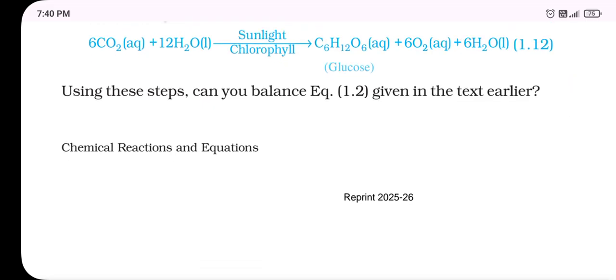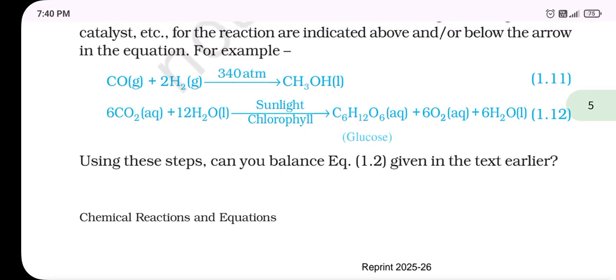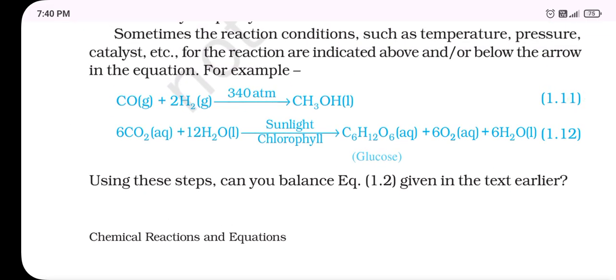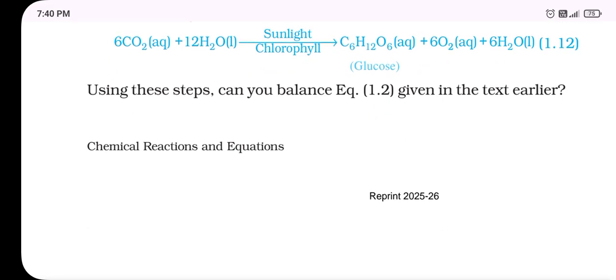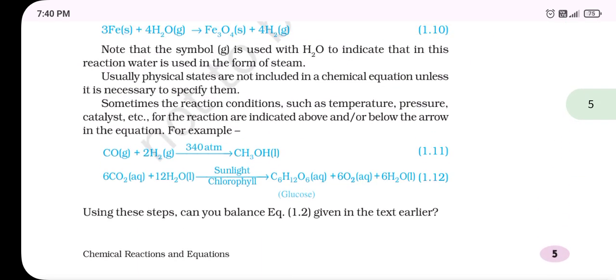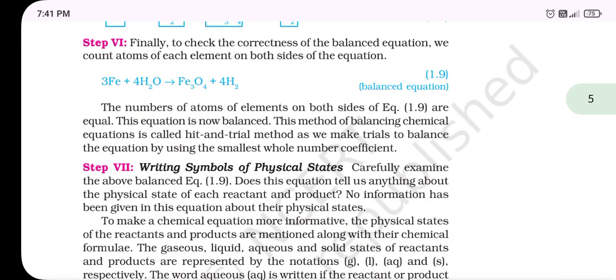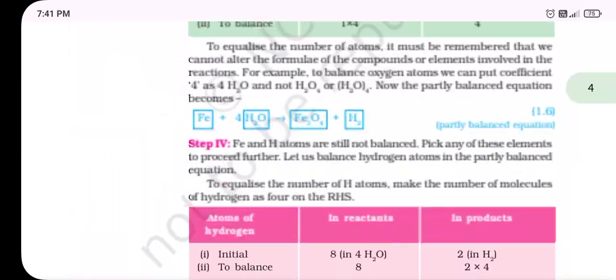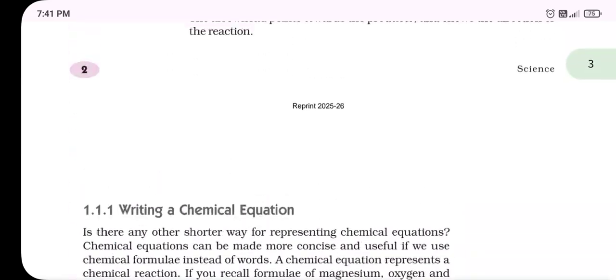Using these steps, can you balance equation 1.2 given in the text? Where is equation 1.2? Here it is.